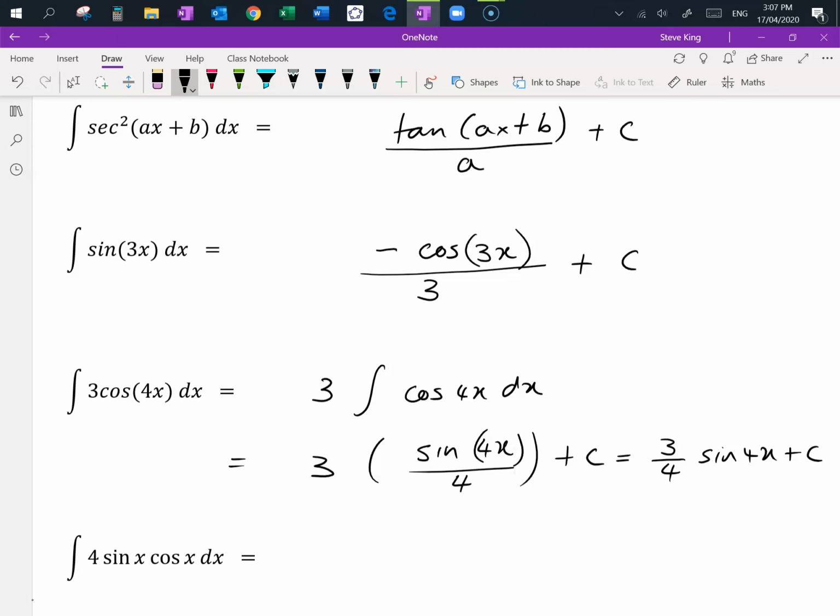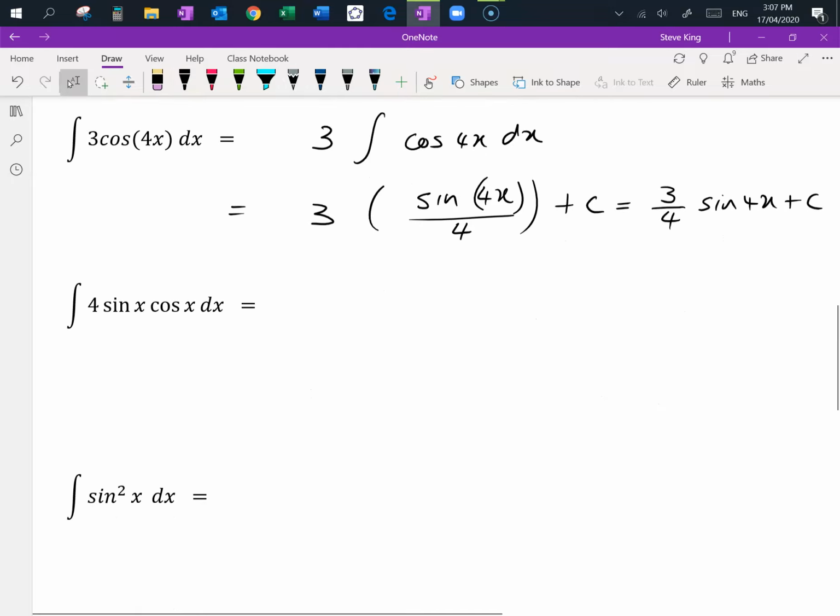Moving on, I've got the integral of 4 sine x cos x. Now we need to think about this sine x cos x. Hopefully that rings a bell to you. Hopefully you can see that I could rewrite this as 2 times 2 sine x cos x dx.